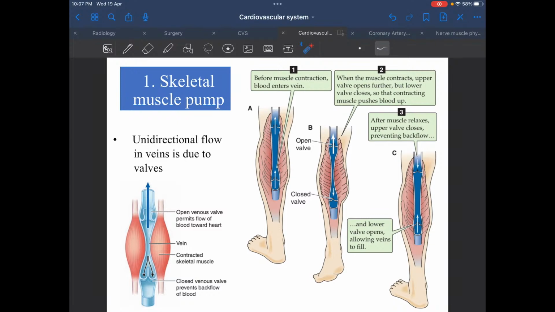And how do we ensure the unidirectional flow? That is mainly due to your valves. We have these guarding valves which will prevent backflow, unless or until there is venous incompetence.